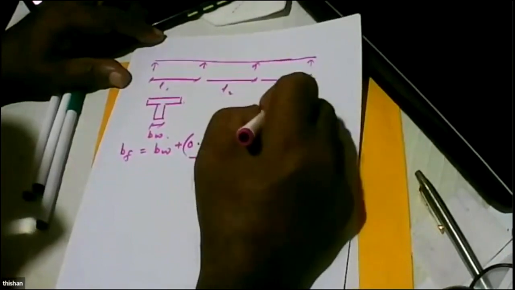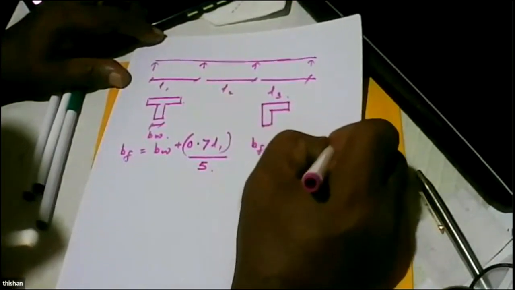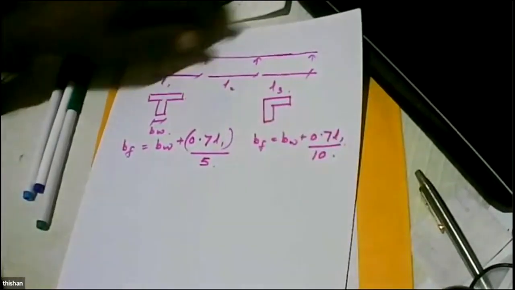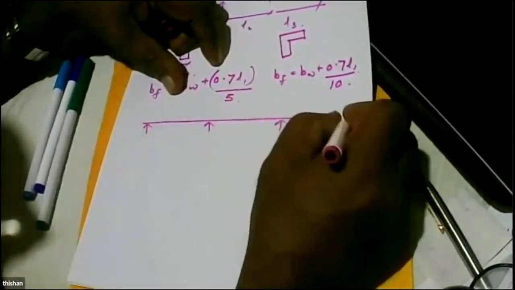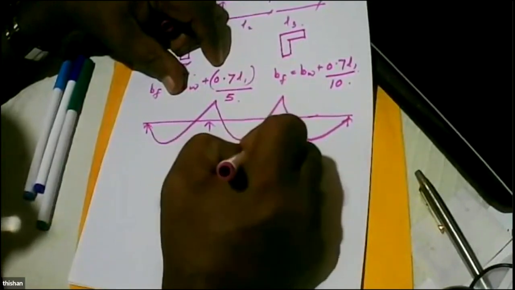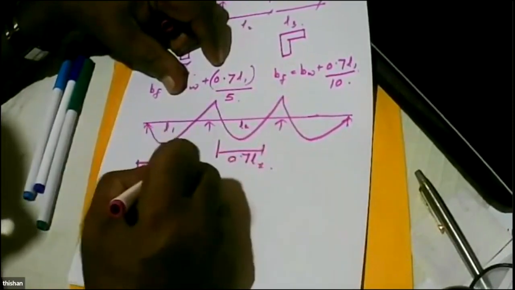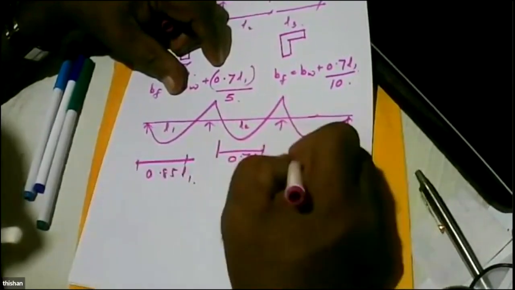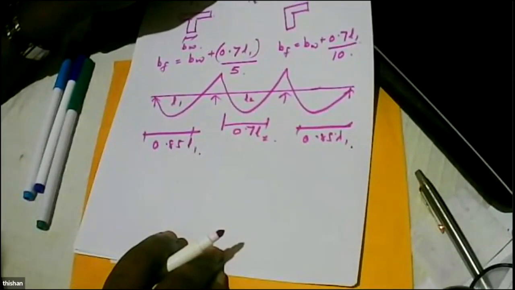This is an L-shaped beam, slab only on one side. B flange is equal to BW plus 0.7L1 divided by 10. Very simple. Now you might ask, what is this 0.7L? You draw a bending moment diagram. 0.7L is the distance between points of contraflexure. Here it should be 0.85 times L. Distance between zero moments is called 0.7L. They have considered it as equal to 0.7L.